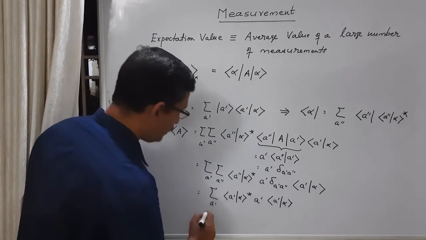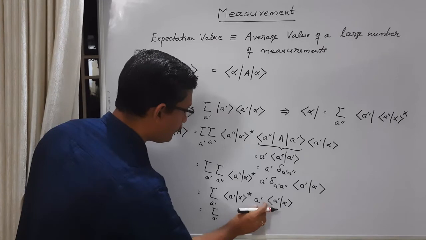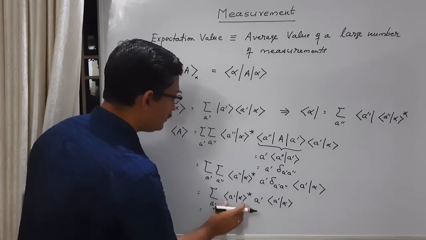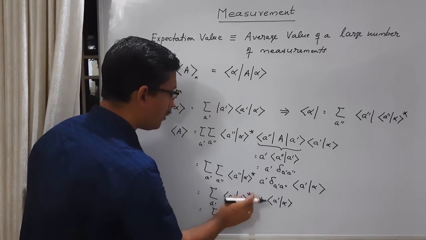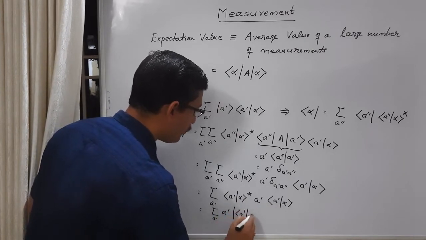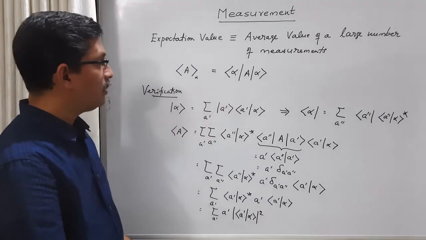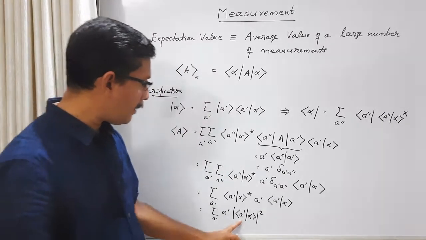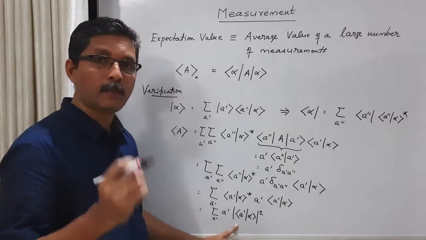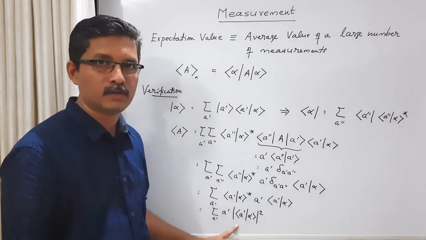Then what is it? Summation over A prime, A prime. This is A prime alpha star, this is A prime alpha, which means you have A prime alpha mod square. Now earlier we have said that this A prime alpha mod square is the probability of getting eigenvalue A prime as the result of an individual measurement.